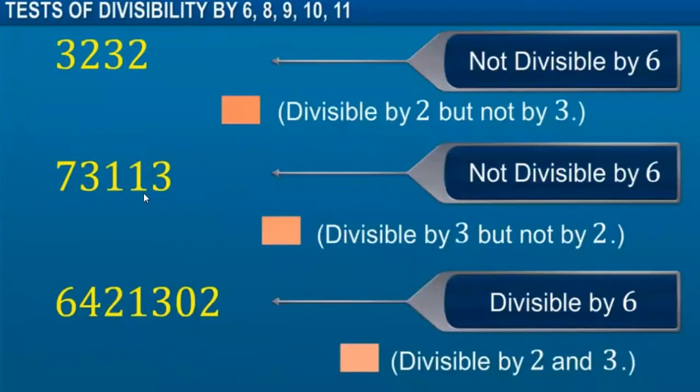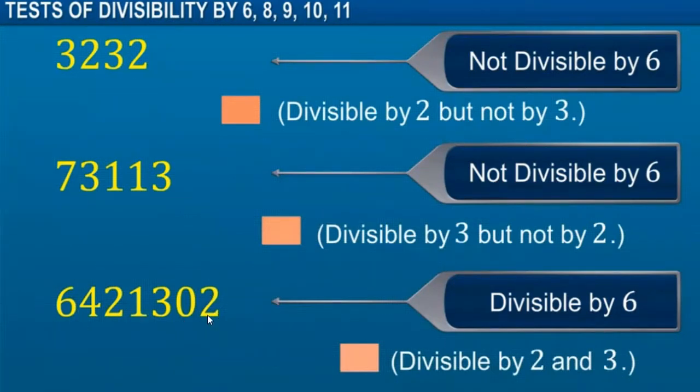15 is in the table of 3. So it is divisible by 3. But it is not divisible by 2. So it is not divisible by 6. Now here the next number is 6 4 2 1 3 0 2.